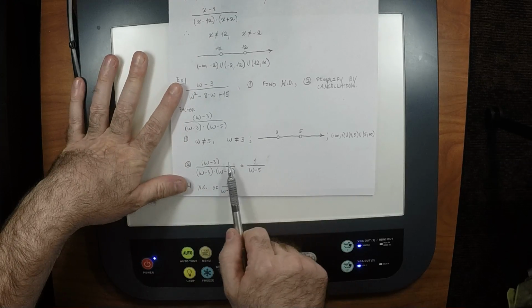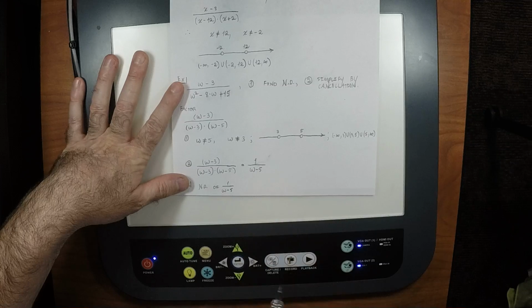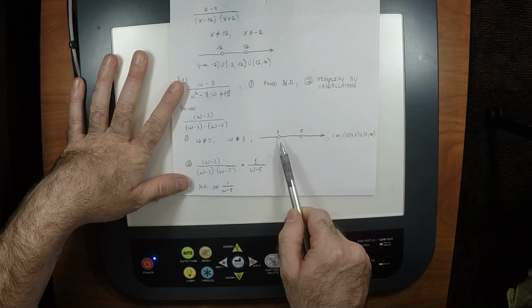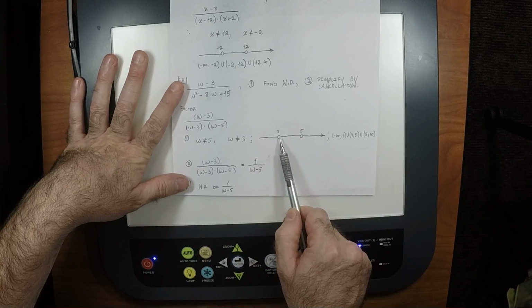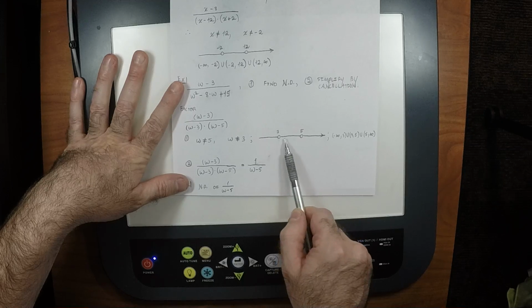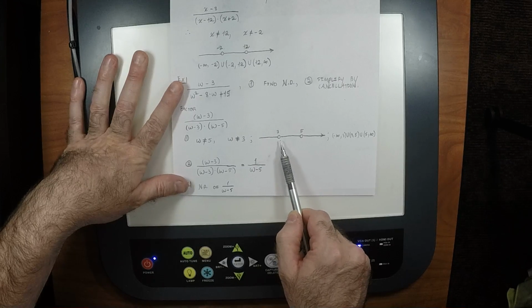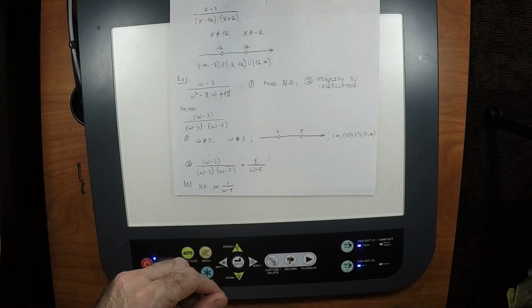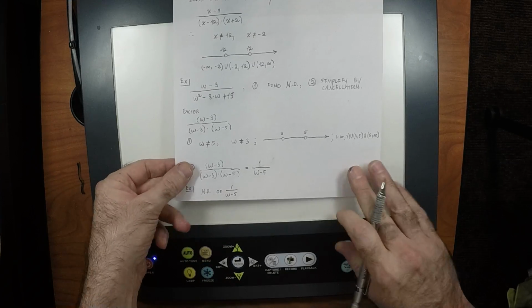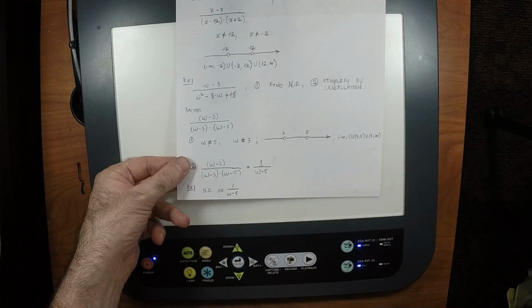Okay, so the effect of cancellation from here to here is in some sense like filling in that hole. It bubbles in that 3 there. Everybody see it? Okay. Any questions before we go to the next thing?